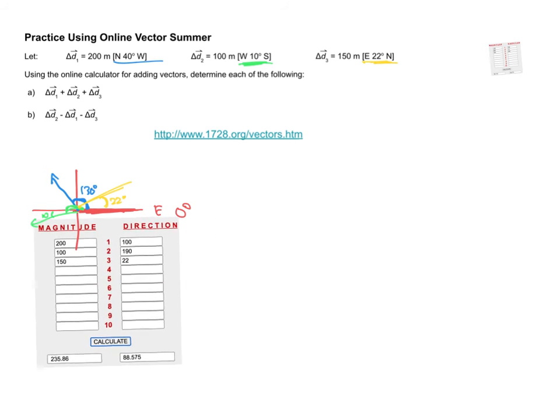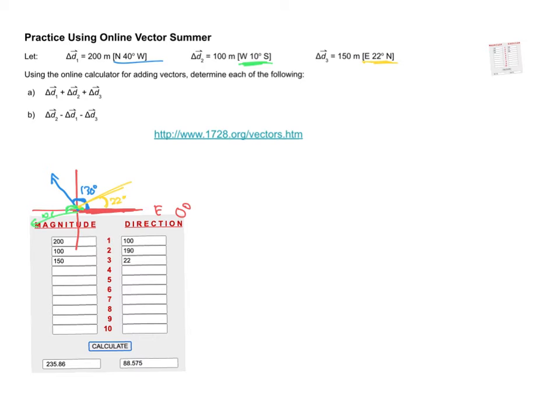So at the bottom gives me my final answer here. I'll put it into the sig figs that I have in mind. So I would say that it is 236 meters. And it's 88 or 89 degrees. 89 degrees. So that's not even 90 yet. So that's still in the first quadrant there. So it'd be east 89 degrees north.